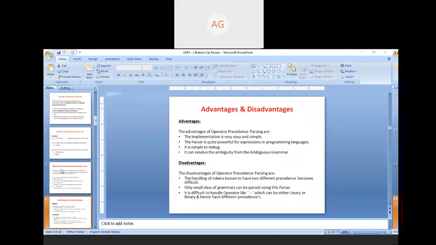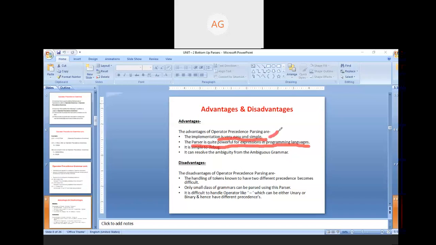So what are the advantages and disadvantages of operator precedence grammar? There are some advantages of operator precedence grammar. The implementation is very easy and simple. The second advantage is the parser is quite powerful for expressions in programming languages. This type of parser is powerful for expressions.